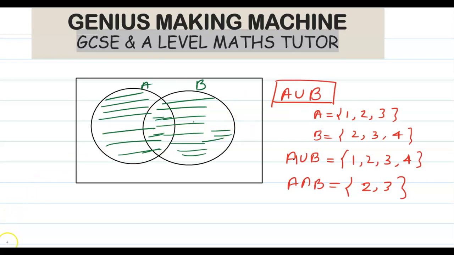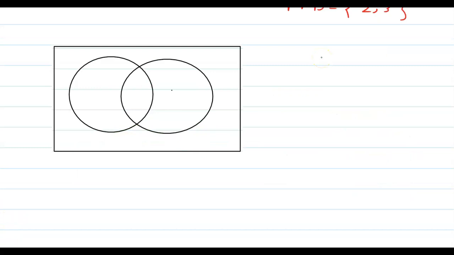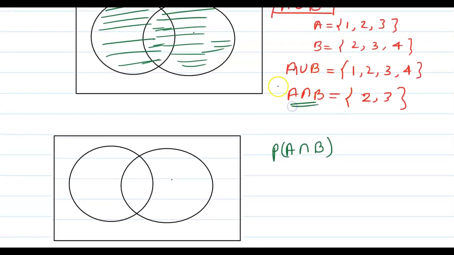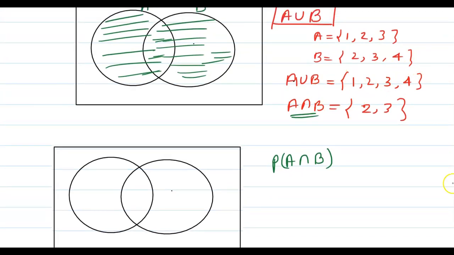Now let's go for another example. In this diagram, we need to shade A intersection B, or you can say probability of A intersection B. Like I have explained, that is the common part. If you see here, 2 and 3 were common. So A intersection B will be this part. This is A and this is B, and the universal set, sometimes we write U here. So A intersection B is showing this part, right?